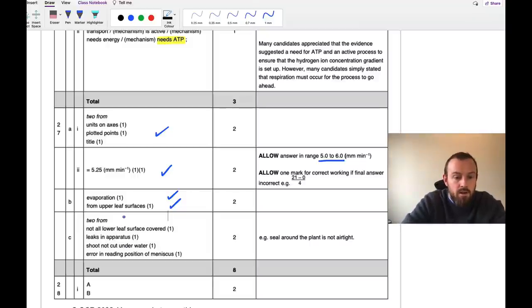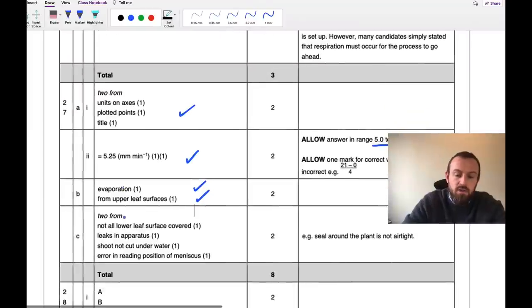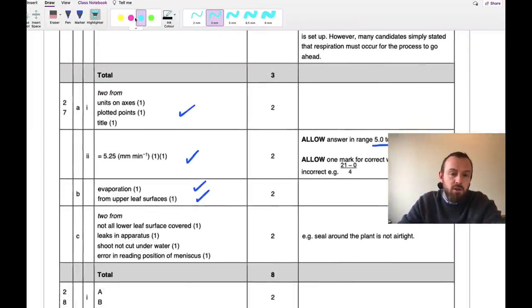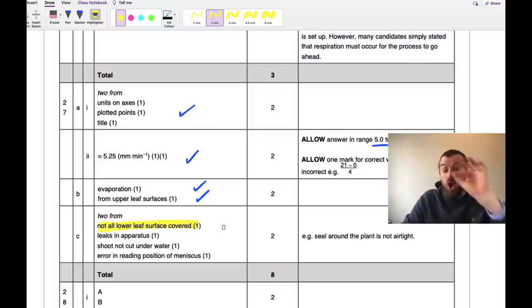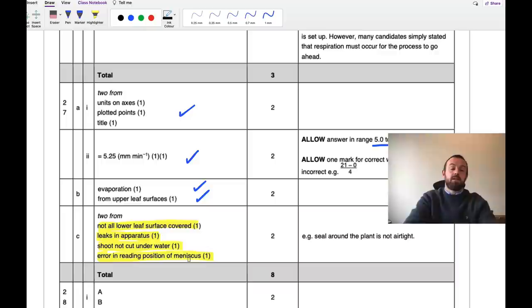Okay, the next question is about sources of error. And we're on the mark scheme here, so we might as well just stay on it. Sources of error in the experiment, things that could have gone wrong. Well, perhaps you did the experiment, but you missed a bit of the bottom of the leaf. You didn't Vaseline the whole thing. There's a little tiny square uncovered. Perhaps there were leaks in the apparatus. It wasn't airtight. And maybe the shoot was not cut underwater. Or you might have just made errors in reading the position of the meniscus. Those are all errors in the experiment.